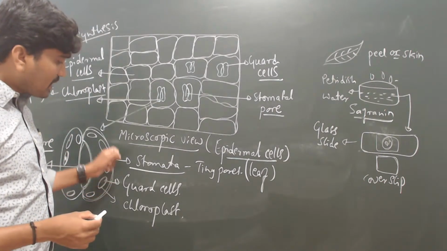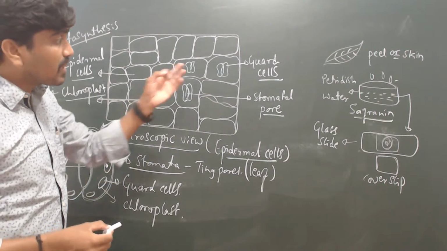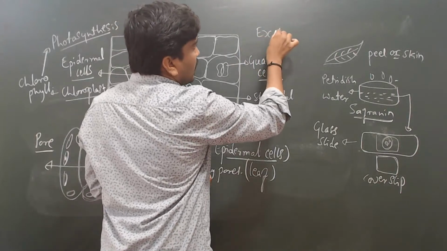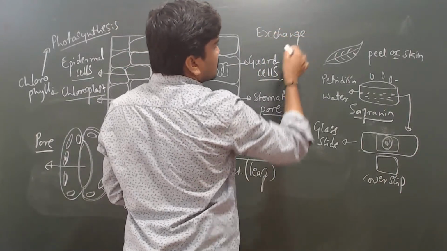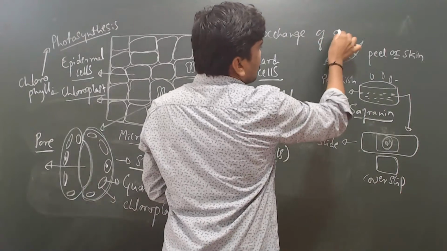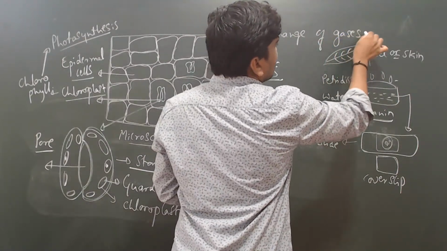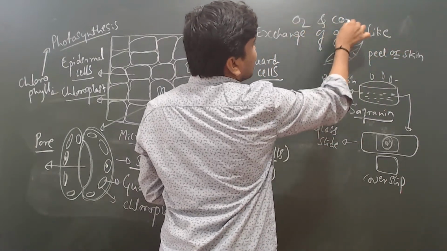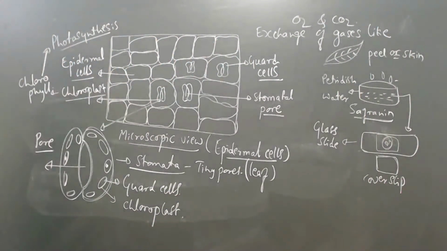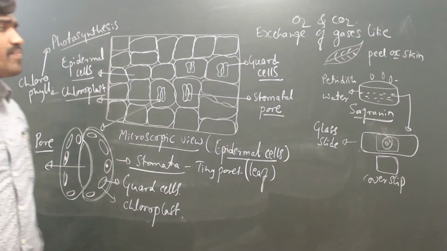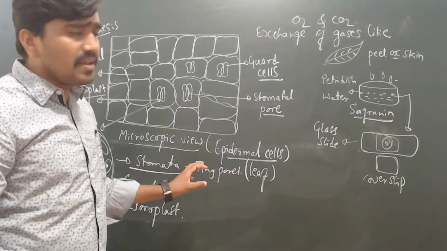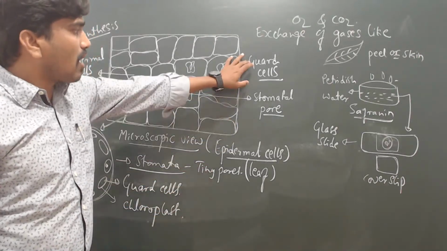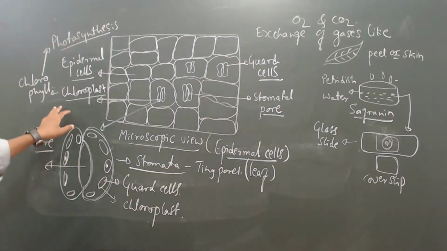Now, what is the role of the stomata present in a leaf? Already I said it mainly helps in the exchange of gases. Exchange of gases like which ones? O2 and CO2. So this is the activity. Now, what are we observing? Guard cells, stomatal pore, epidermal cells, chloroplast.